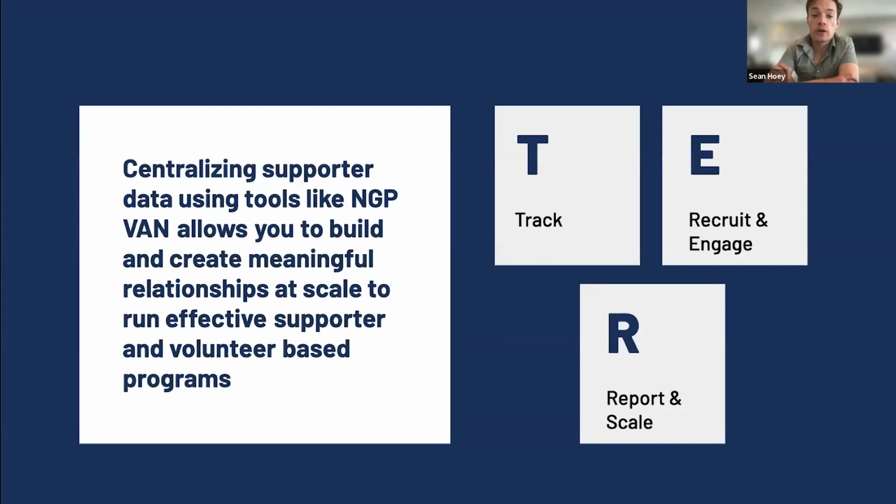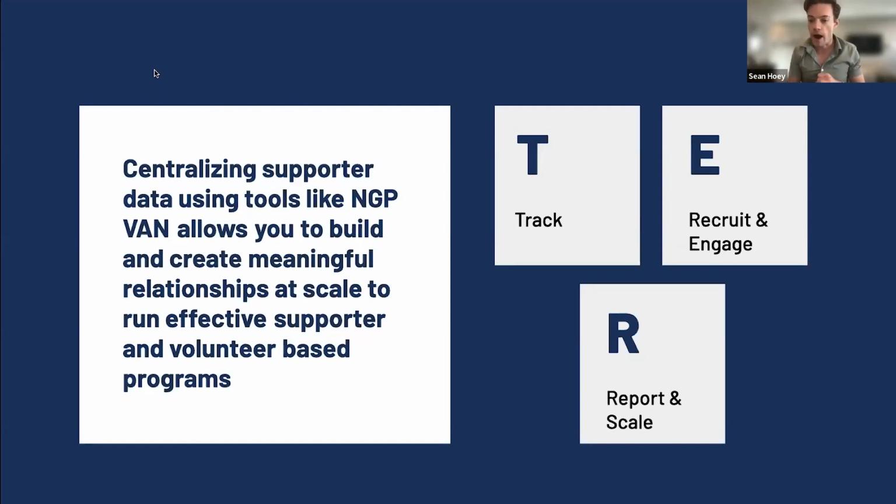There are really three tenets here that we're going to talk through, and then I'm going to pass over to Alex. We really need to centralize supporter data using tools like NGP Van. Those allow you to build and create meaningful relationships at scale, so you can run effective supporter-based and volunteer-based programs. You really need to do three things to make those meaningful relationships and demonstrate to your supporters that you care about them, which allows you to leverage them up the ladder of engagement.